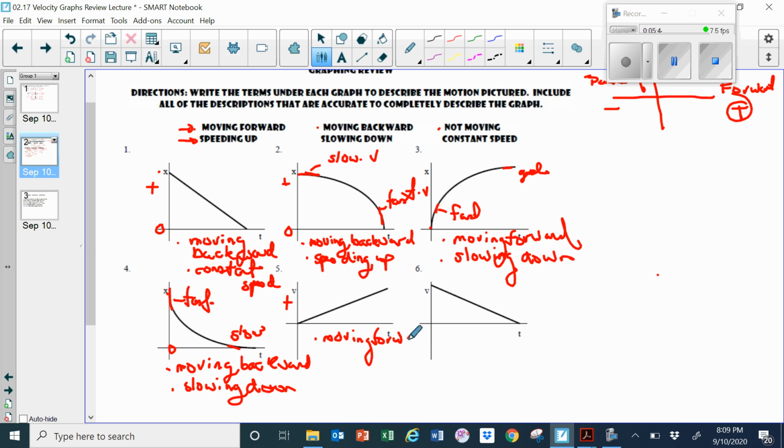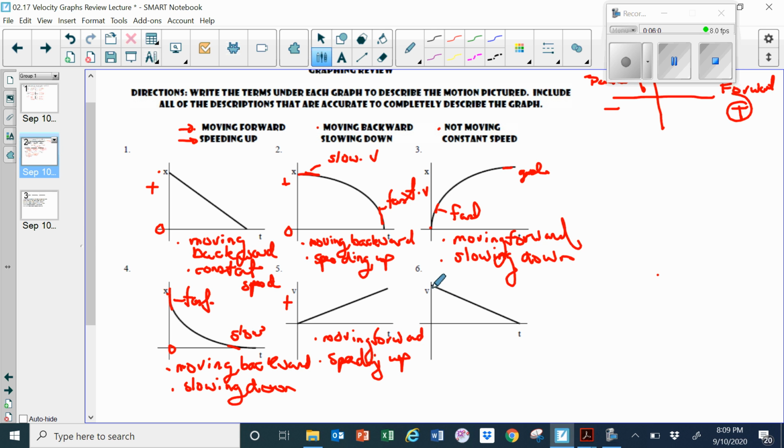Okay, you've got a positive velocity moving forward, and your velocity is increasing, so you're speeding up. My writing's bad, but try to make the best of this here. Okay, next one, number 6.